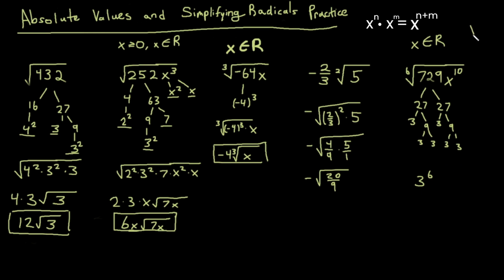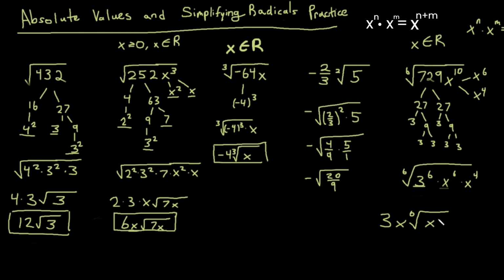Using the property that we mentioned before of x^n times x^m, which equals x^(n+m), we can note that x to the 10 can be broken down into x to the 6 times x to the 4. So we can just write this down here as x to the 6 times x to the 4, sixth root. Now, since we have 3 to the 6 and x to the 6, we can just bring these values out. So we'd have 3x times the sixth root of x to the 4.